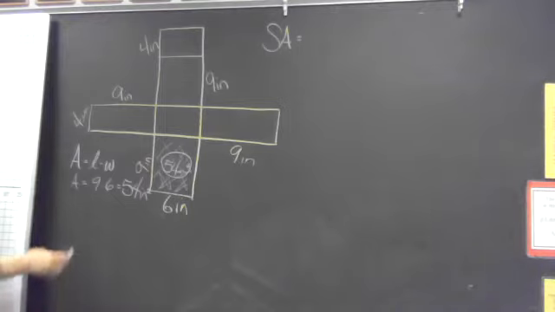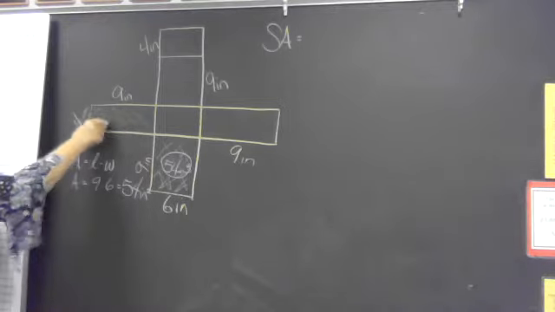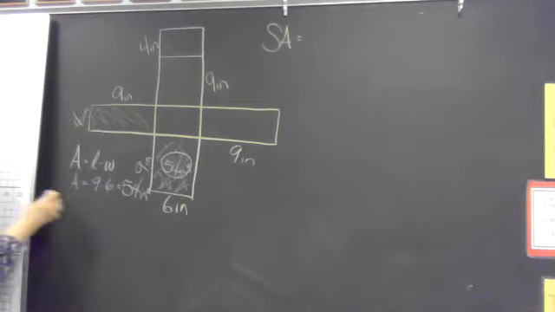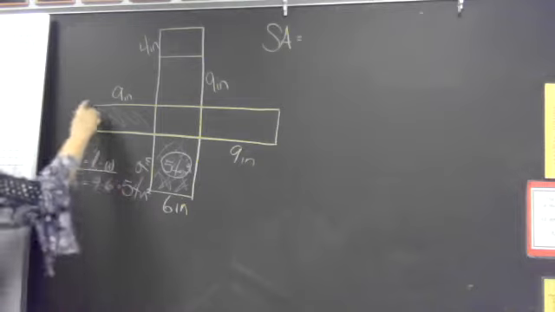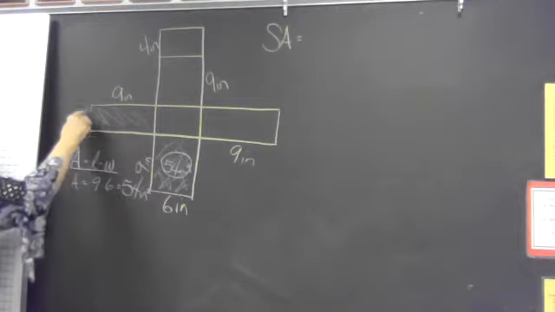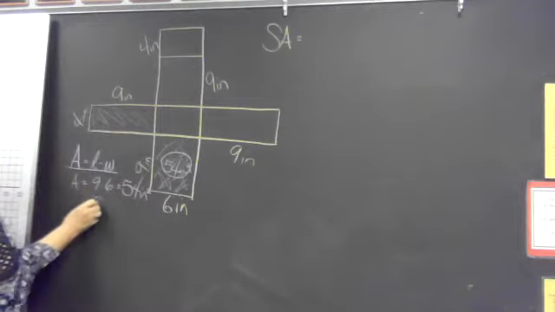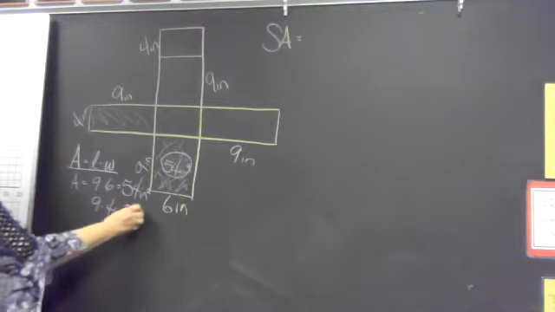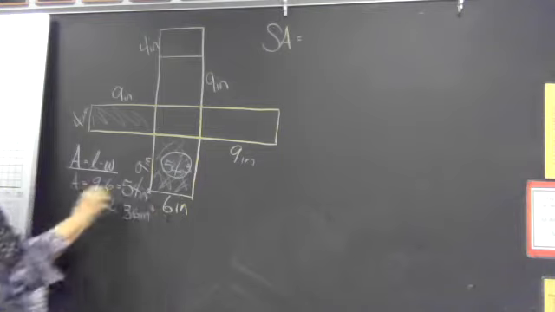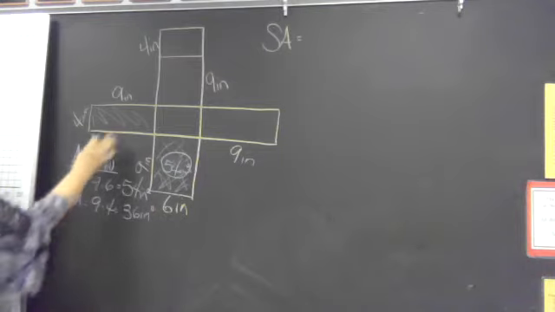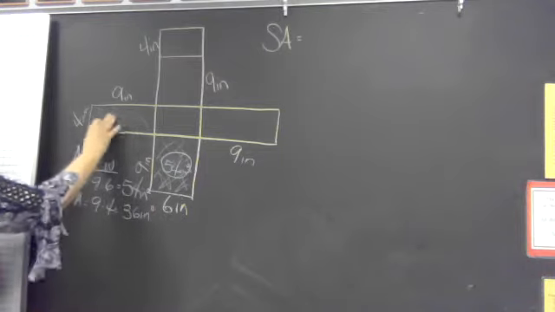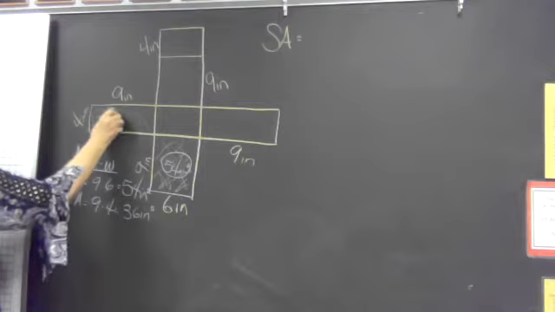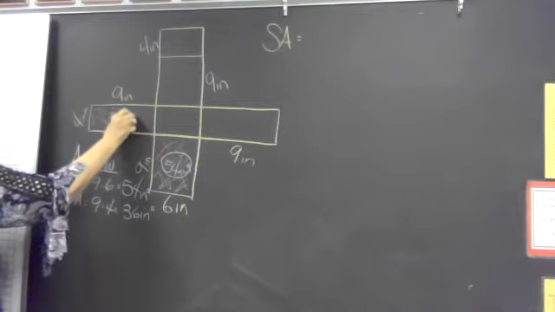Now let's find the area of this one. And again, length times width. So our length is 9 and our width is 4. 9 times 4 equals 36 inches squared. So this one is 36 inches squared.